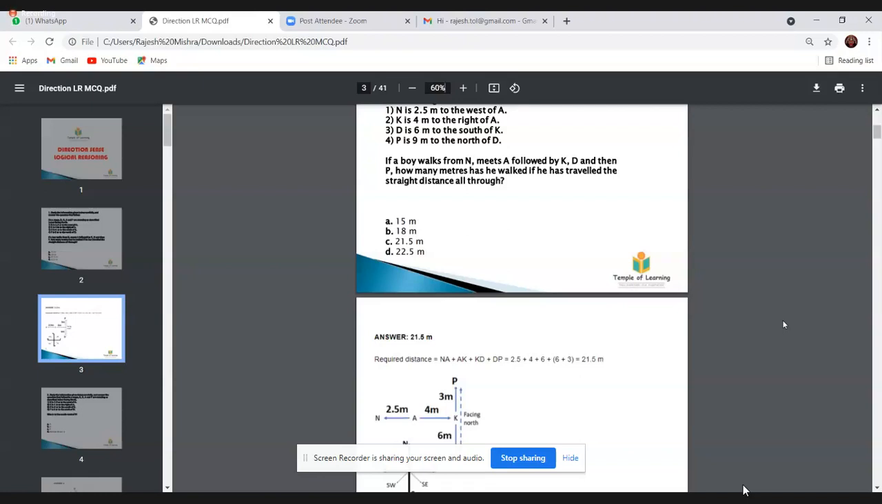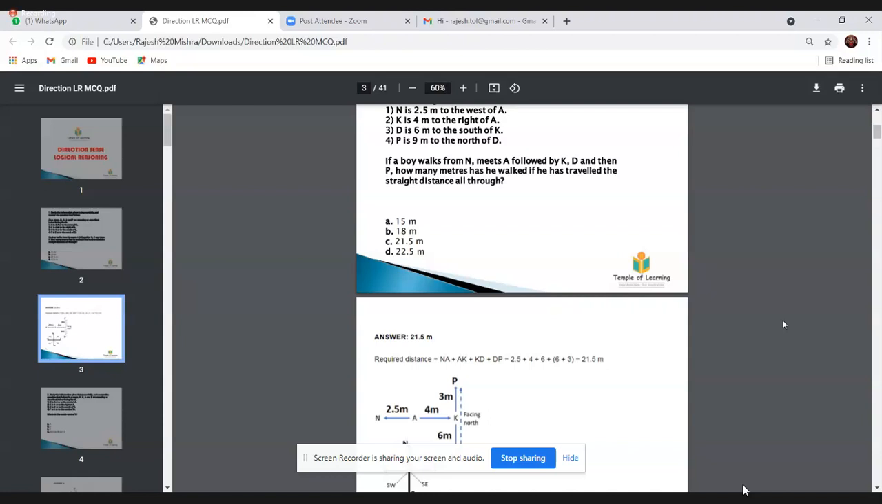And then 6 meters down south is D. Now, when you move to P, which is 9 meters, don't forget 6 meters will take you to K first, then 3 more meters. So 9 is broken into 6 plus 3. Now, the question here says, if a boy walks straight from N, meets A, goes to K, then D, and then P, how many meters has he walked if he has traveled this straight distance all through?